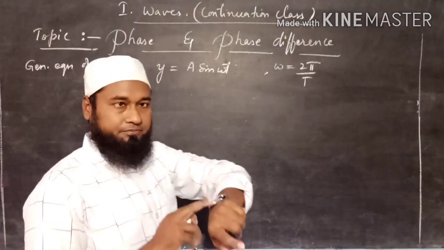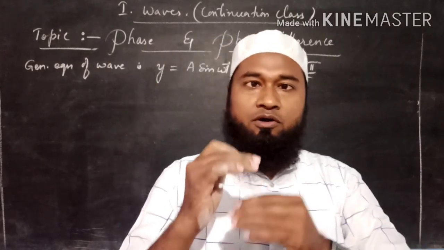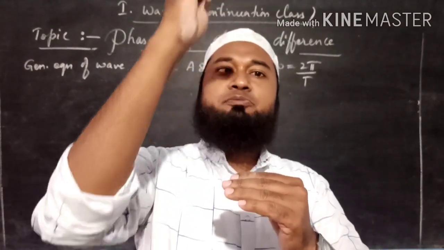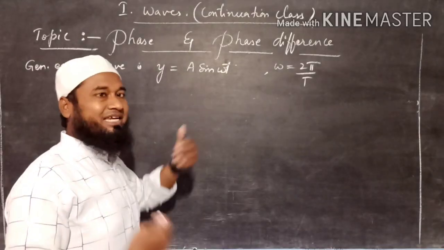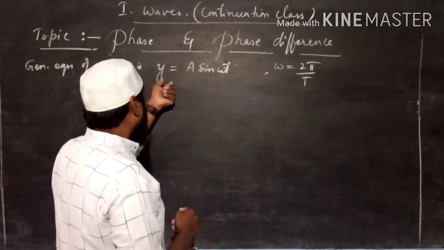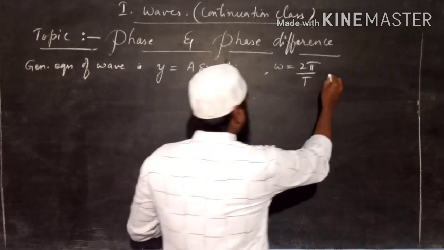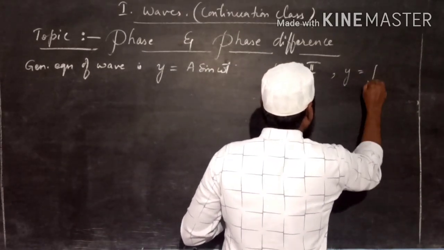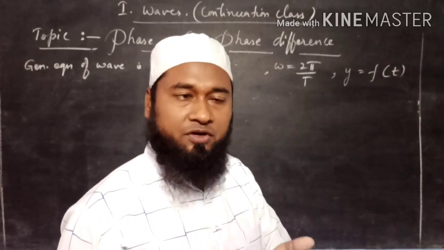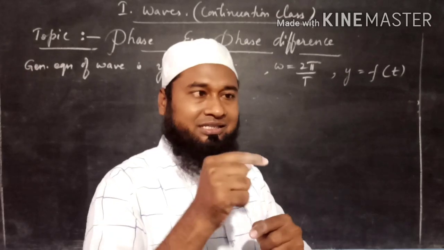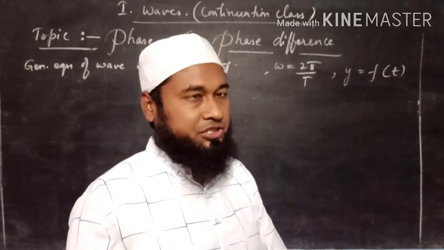And t is time. At one particular time, where the displacement of the particle will be, we have seen in the morning. So this is the general equation of wave by which we can get the displacement of the particle. So we can say from this equation, displacement of the particle is a function of t, which means with respect to time the displacement of the particle will change.